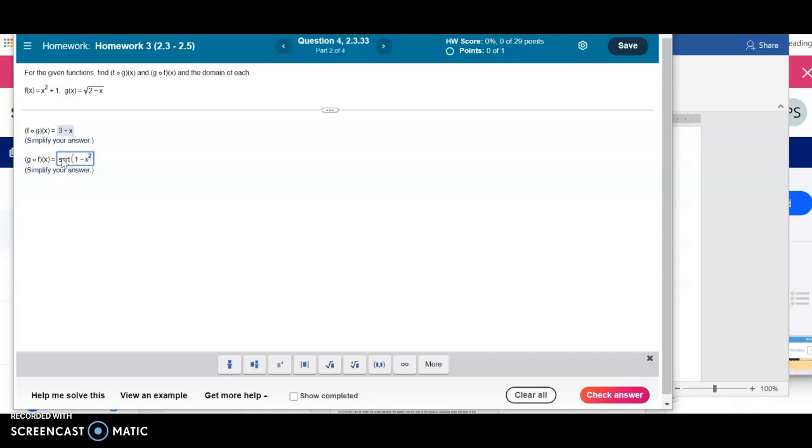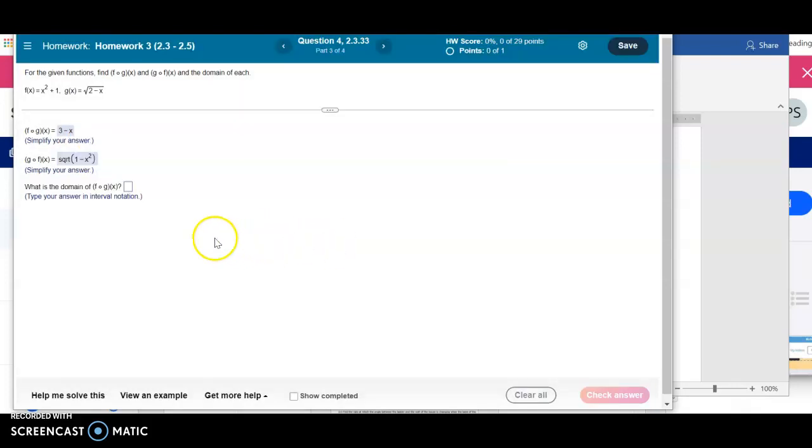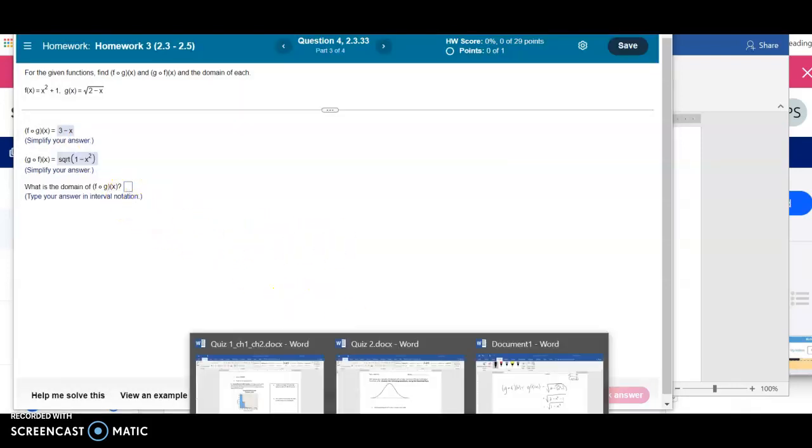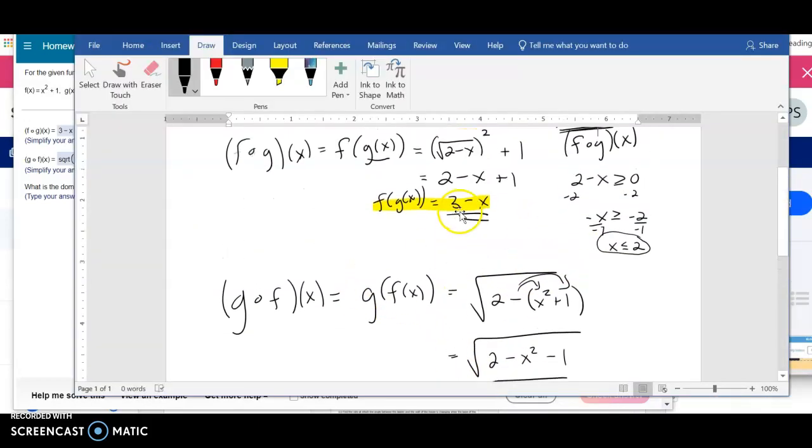See if it likes my SQRT. Yeah, it accepts that. Okay, domain of f of g. We talked about that one. That was first. We still got to talk about the domain of g of f, but the domain of f of g, hopefully that made sense.